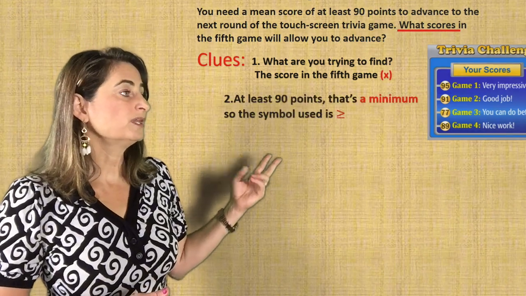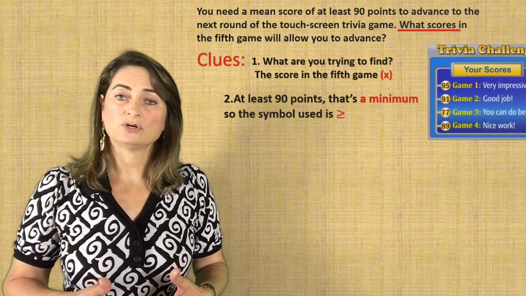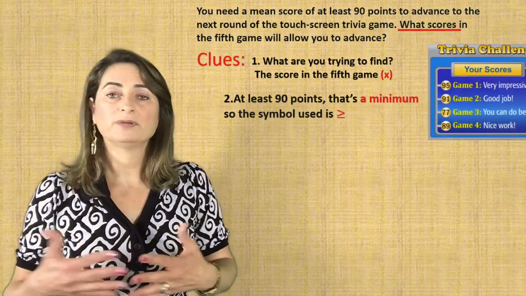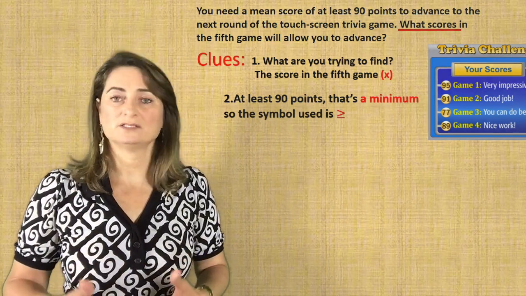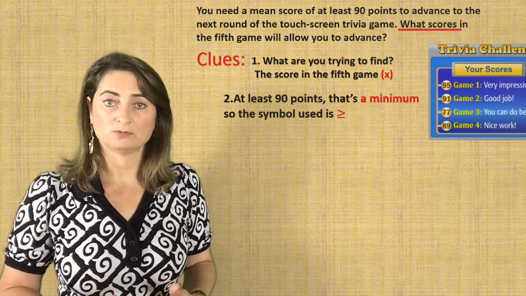Clue number 2, at least 90 points. That means the minimum score you can get in the 5th game is 90. You can get more than that, but you can't get less than that. And 90 is a solution. So the symbol of inequality you're using is greater than or equal to.